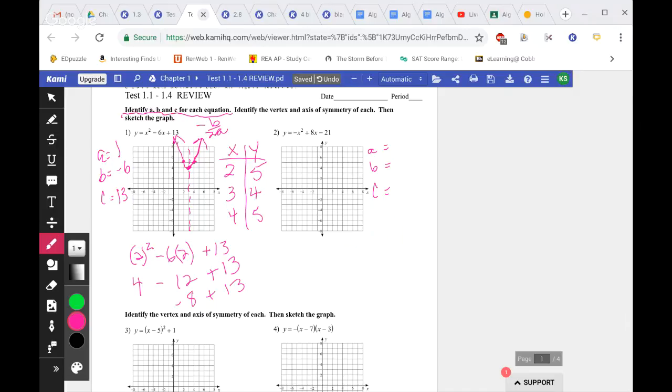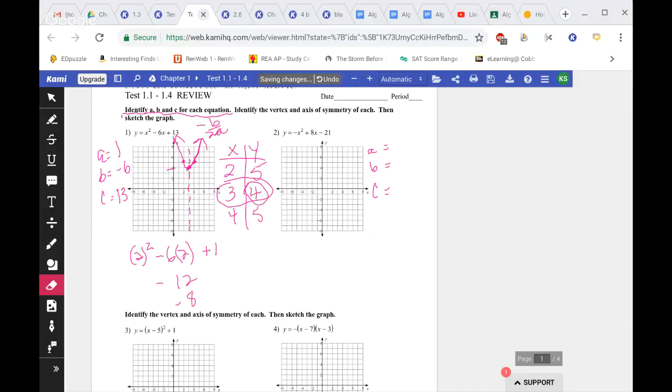I didn't ask this on here, but just to emphasize this, Brooke, if you were ever asked about the minimum or maximum, this would be a minimum because the point goes no lower than that, and the value of the minimum is that 4. It's the y value in the vertex. Okay, does that make sense? Yes, ma'am. Good.